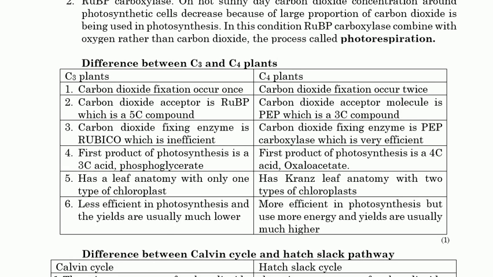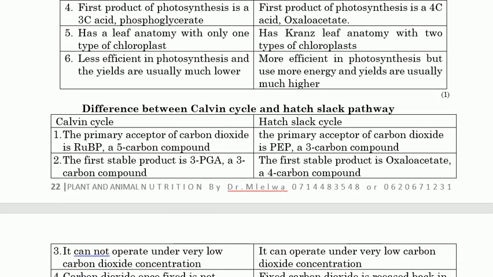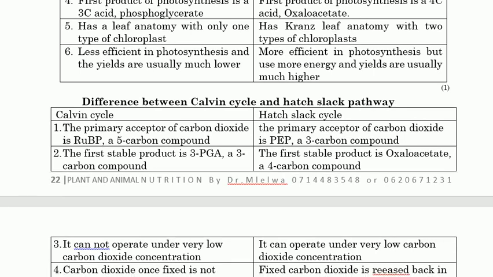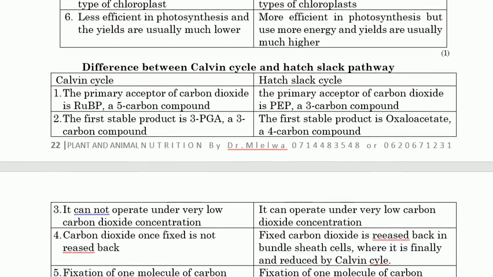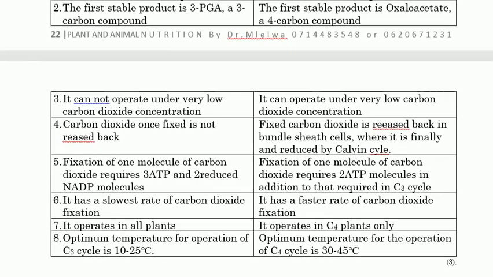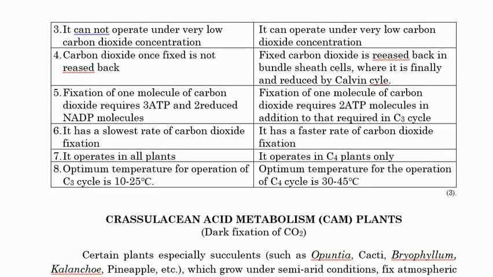We have the difference between C3 and C4 in carbon dioxide fixation, carbon dioxide acceptor, carbon dioxide fixing enzyme, first product, leaf anatomy, and efficiency of photosynthesis. And we have the difference between the Calvin and Hatch-Slack pathway. As you have seen, in Calvin the first molecule is RuBP, whereas in Hatch-Slack the first molecule is PEP. So I'm sure this is different. If you understood the mechanism, you can just study this difference.